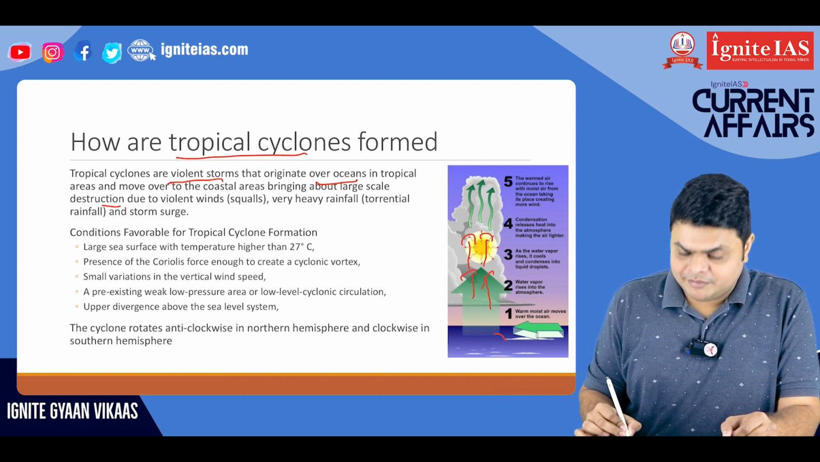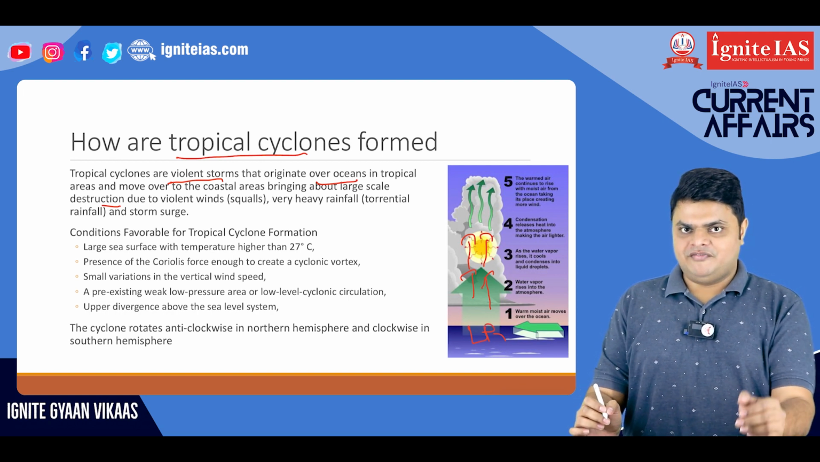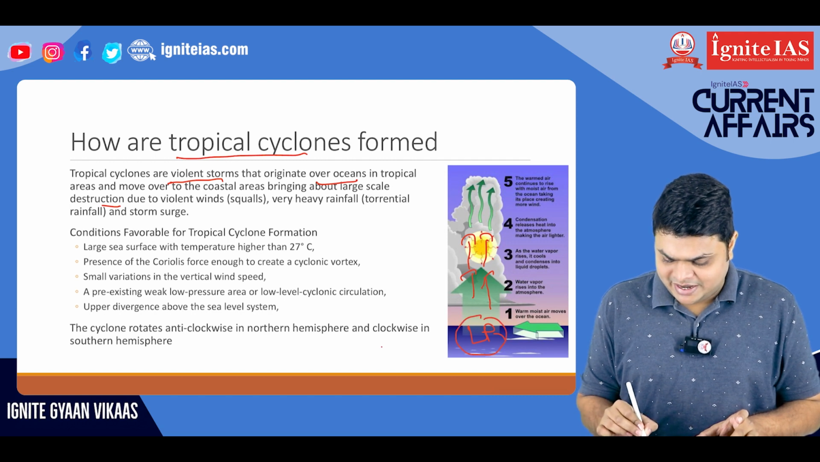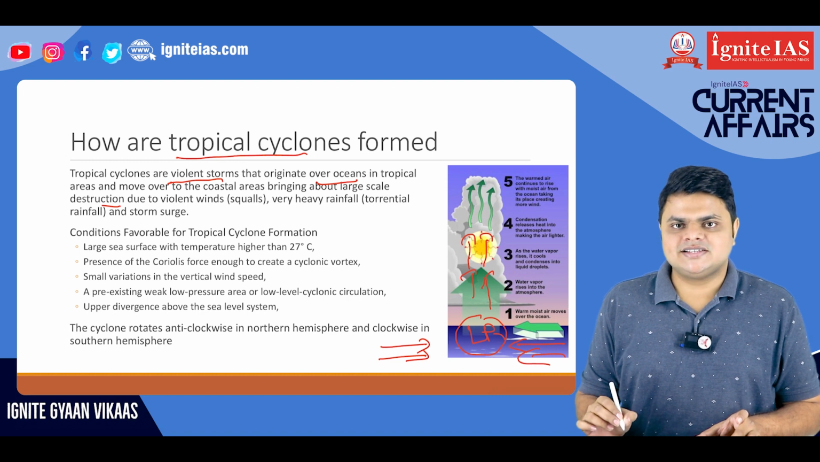Due to this, what happens on the sea surface is that a low pressure is formed. Now, we know that wind travels from high pressure to low pressure. So due to this extreme low pressure, it attracts the wind from high pressure areas. Now, this is the main reason why cyclones are caused.